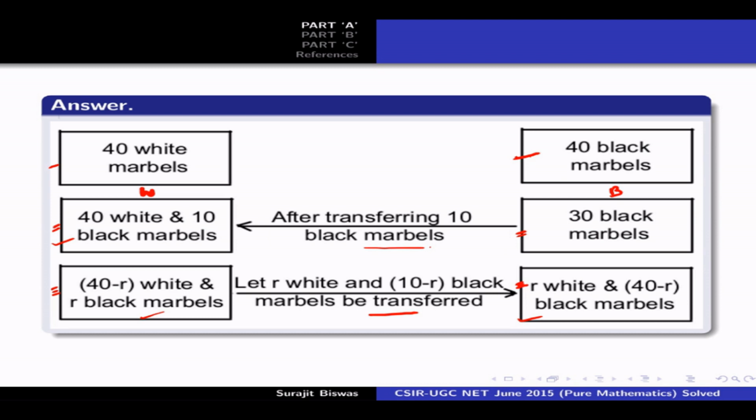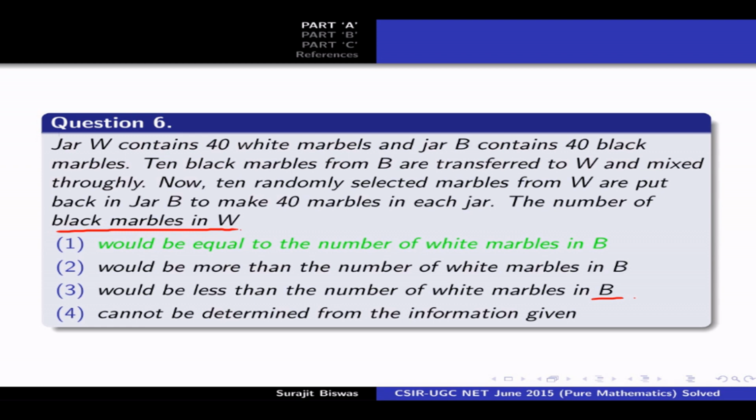So now you can see that after completing these two steps, the number of white marbles in the white box is equal to the number of black marbles in the black box, and similarly the number of black marbles in the white box is equal to the number of white marbles in the black box. So this is basically reverse. So the number of black marbles in the white jar would be equal to the number of white marbles in B. So the correct option here is option 1. Okay.